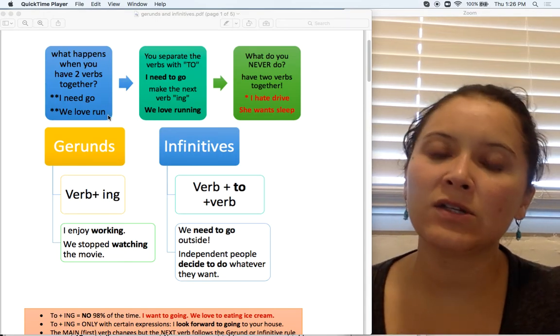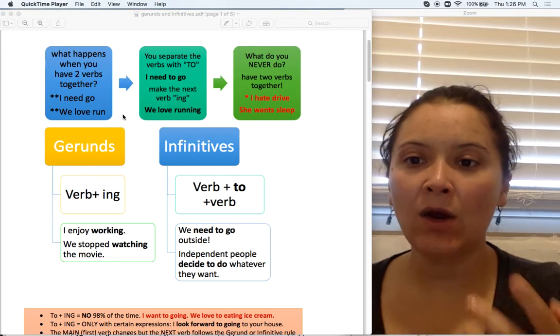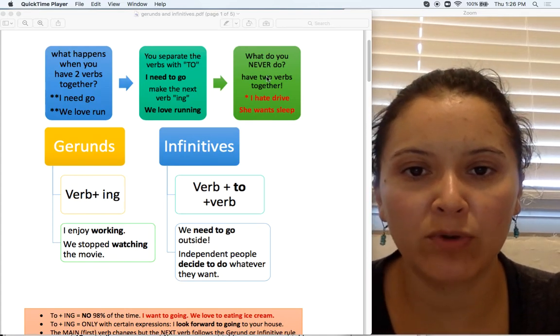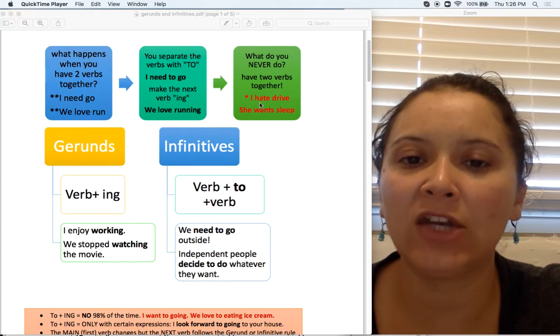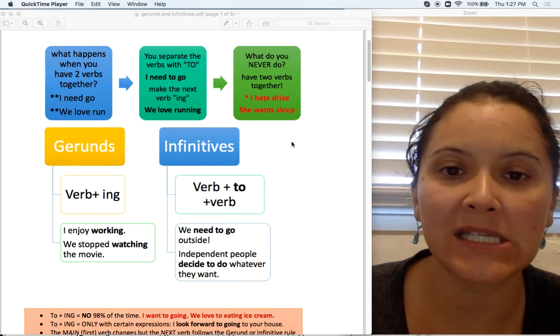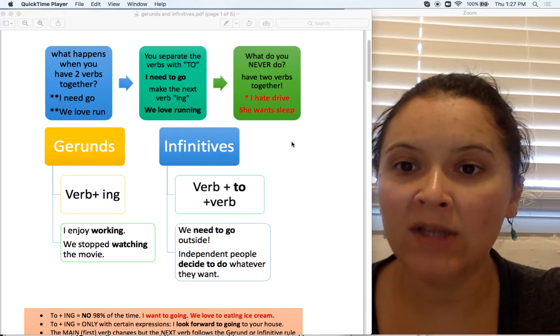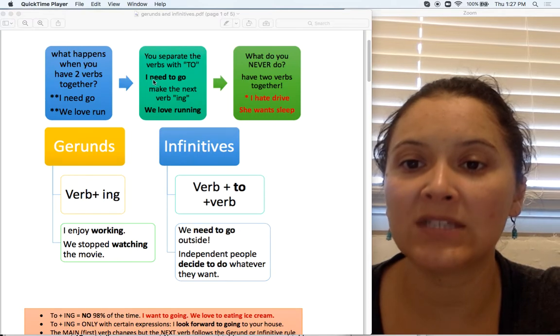Well, here's the simple answer. You can't do that. You simply cannot have two verbs together in English, and that's what I put over here. It is impossible for you to say, "I hate drive" or "she wants sleep." So we have two solutions for that. One solution is to use the infinitive, which means that you separate these two verbs with "to."